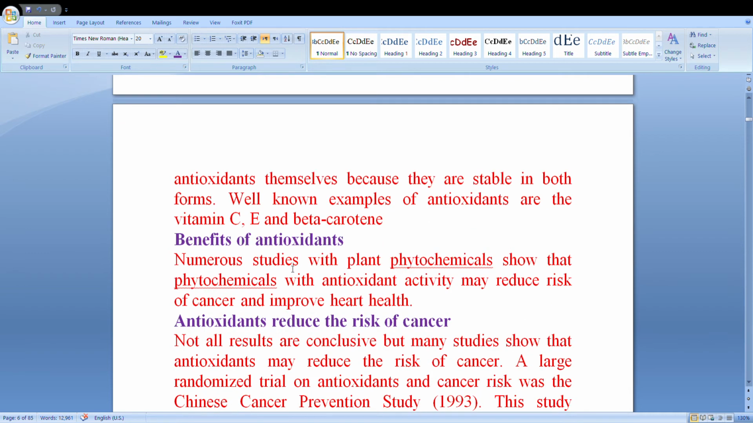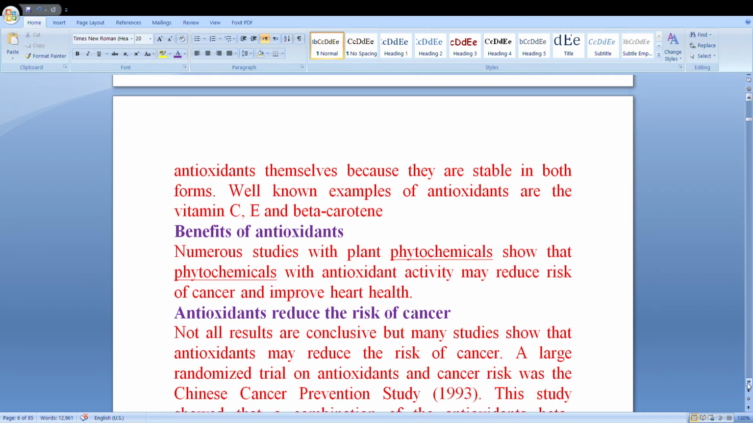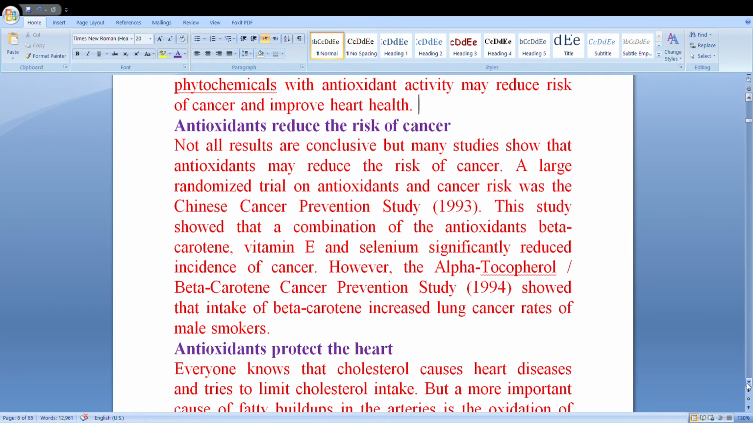Benefits of antioxidants. Numerous studies with plant phytochemicals, meaning antioxidants, show that phytochemicals with antioxidant activity reduce risks of cancer and improve heart health. Antioxidants reduce the risk of cancer. Not all results are conclusive, but many studies show that antioxidants may reduce the risk of cancer.